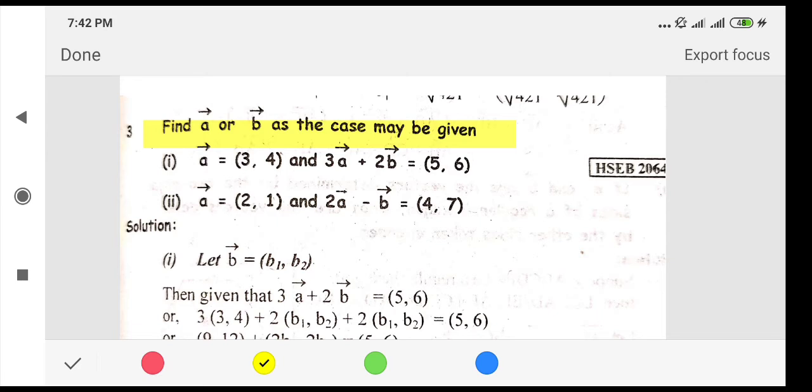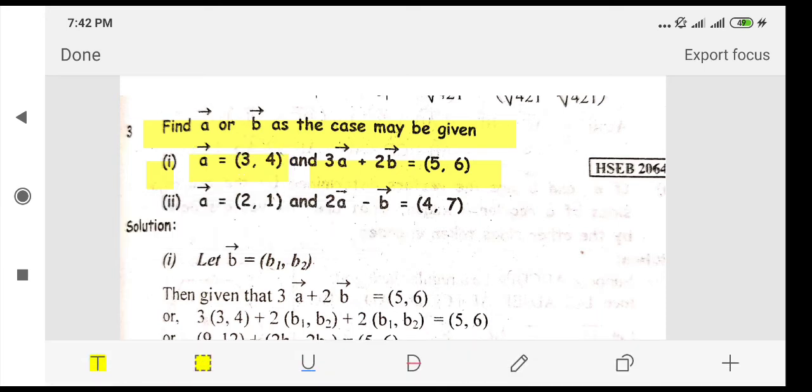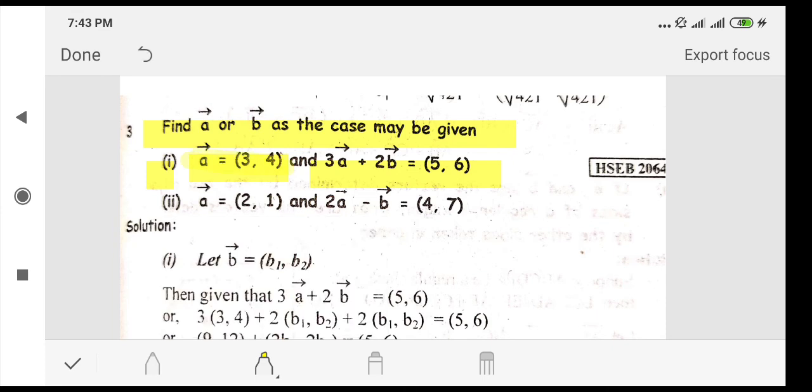So let us see. First of all, in the first question, vector A is given to us as (3, 4). The given condition is 3 vector A plus 2 vector B is equal to (5, 6). I will do this first one, and the second one will be homework for you. So in the first case, vector A is given to us as (3, 4).